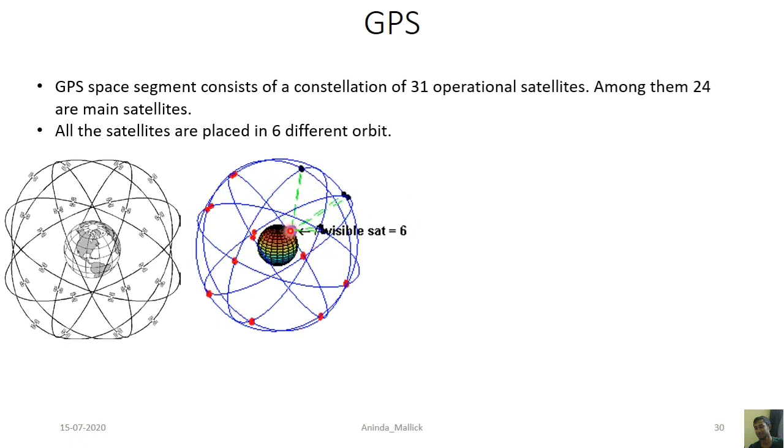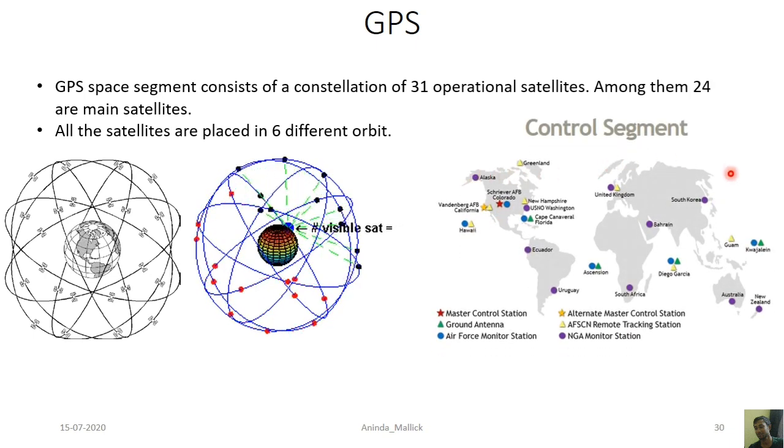The Earth is rotating, and the satellites are rotating in the orbit. In 3D, a minimum of 4 satellites are required to determine any position. So in this case, we can see the visible GPS satellites from every place. This blue color is rotating, and you can see the visible satellites for different places. It is more than 4, so it's okay.